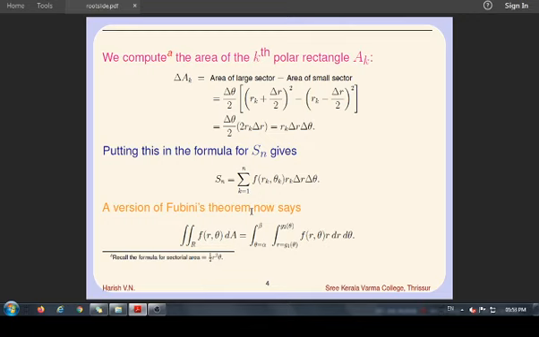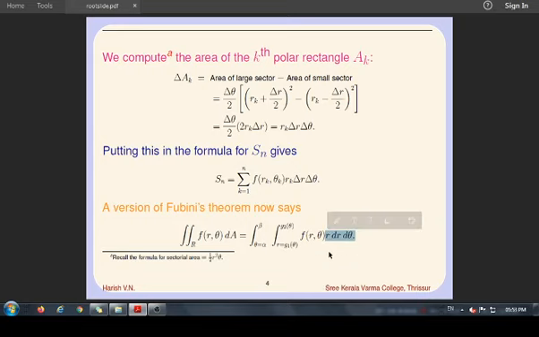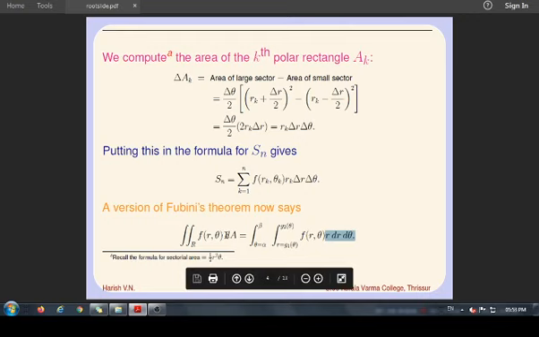Remember, in Cartesian coordinates, dA was dx into dy. But here, dA is not just dr into d theta, it is actually r into dr into d theta. So dA is r dr d theta. Remember, dA is r dr d theta. So this is what Fubini's theorem says in polar coordinates.